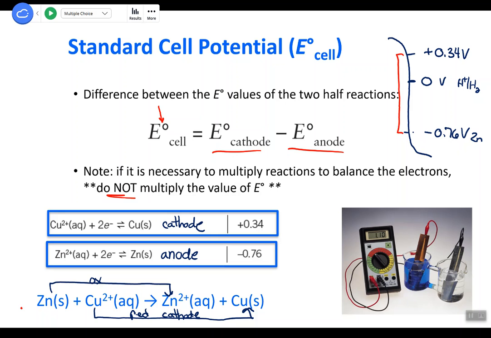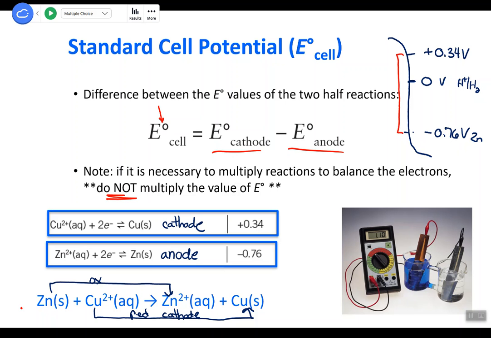Now, you may need to combine reduction and oxidation half equations and balance them such that these electrons balance. But if you have to find a common factor for the electrons, you never multiply the half cell potential the way that you multiply the electrons. The half cell potential is that potential, whether it's with 1 mole in your balanced equation or 2 moles in your balanced equation. We simply use the half cell potential.